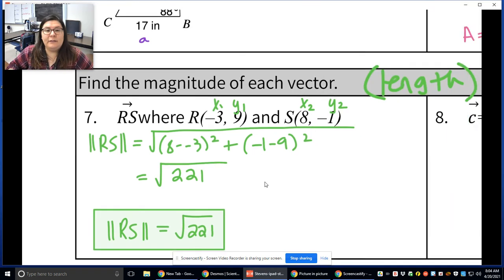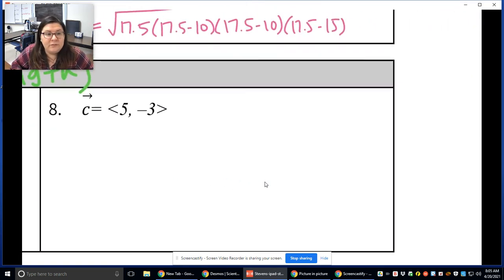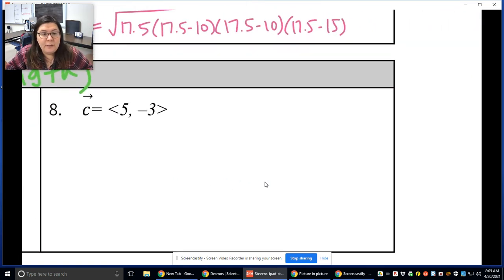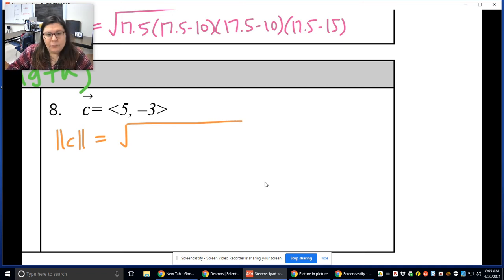All right, so let's look at the other one. This is the one that we're used to seeing most of the time, vector C in component form, 5, -3. So remember, in component form, we have to assume that it starts at 0, 0. So when we write this out and do our square root, we have no x's to subtract. It's usually x2 minus x1, but there is no other x. So we only stay with that 5. So 5 squared plus, and same thing here, there's no other y to subtract, so -3 squared.